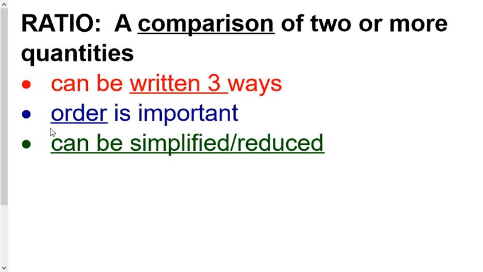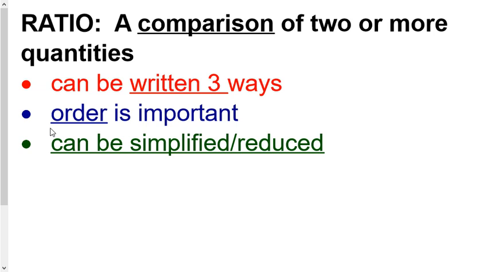Today we're starting a new unit on ratios, and before we really start that, we need to know what a ratio is. A ratio is a comparison of two or more quantities. Now, an example of a time when we might use a ratio would be if, let's say, we wanted to mix some paint and we wanted to make purple paint.